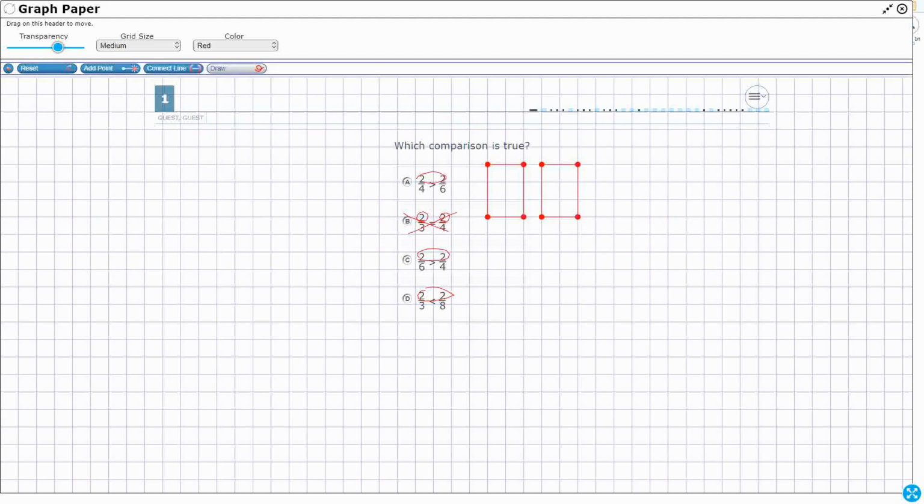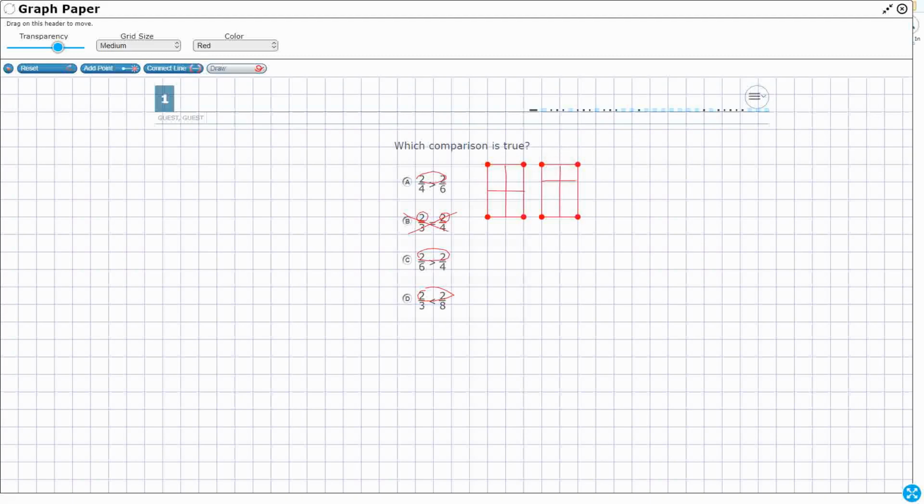And so what we would want is for them to say, okay, if I've got 4 equal parts and I've got 6 equal parts, you notice that the 6 equal parts are going to be smaller because I took that exact same shape and I cut it into 6 parts. And each of those parts, by definition, are going to be smaller than that same shape that I cut into 4 equal parts. So the bigger the denominator, the smaller each part is. So 2/4 is going to be larger than 2/6. That makes sense. You notice that C is the exact opposite. They just flip the 2/6. 2/6 is not greater than 2/4.